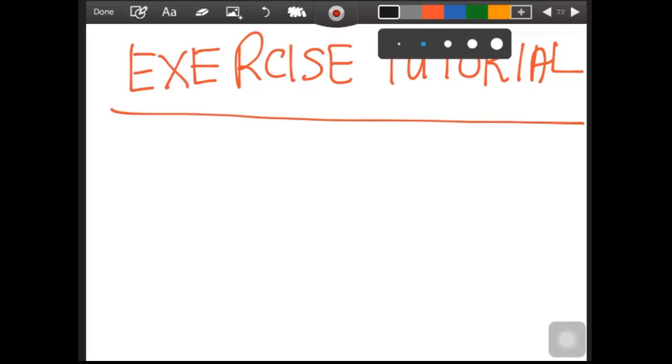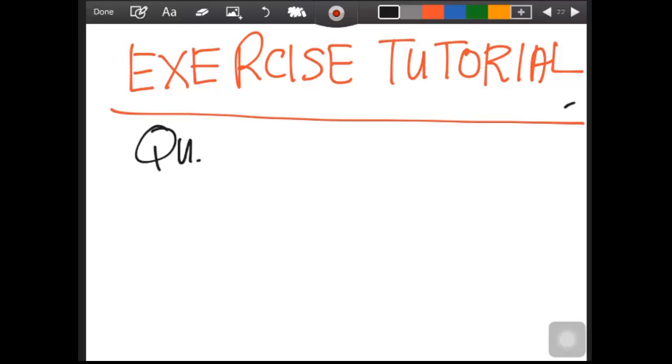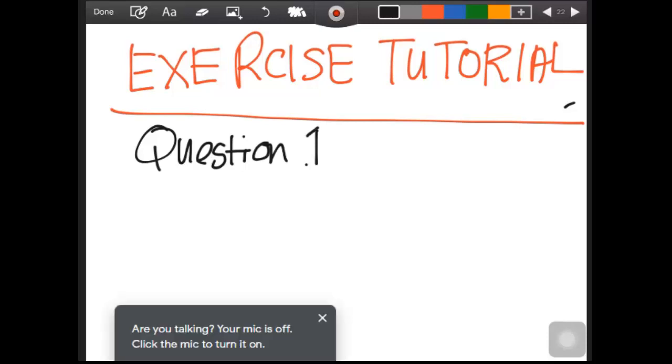Okay, so kita tengok macam mana kita nak buat untuk exercise tutorial ni. Ni untuk question 6 lah. Alright, question 6 tu saya tunjuk satu supaya you all boleh buat yang the rest lah. Okay, we have question 6.